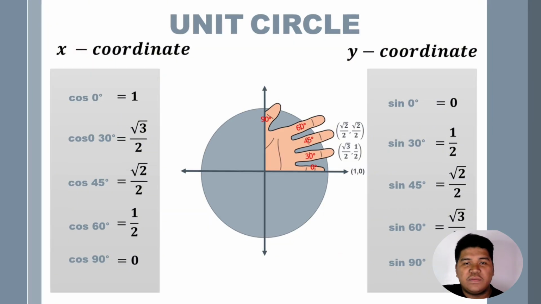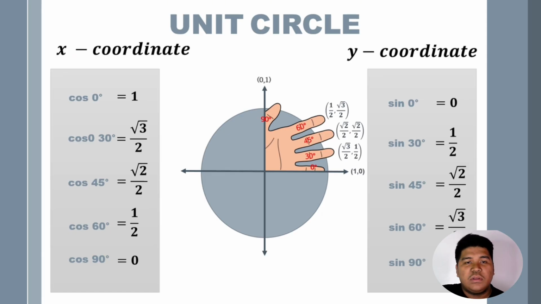While the coordinates of 60 degrees are cos 60 degrees and sine 60 degrees, which is equal to 1/2 and square root of 3 over 2. And the coordinates of 90 degrees are cos 90 degrees and sine 90 degrees, which is equal to 0 and 1. So by following this pattern, we complete the first quadrant of our unit circle.